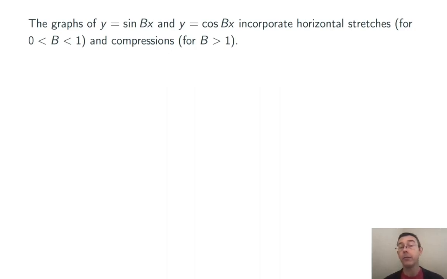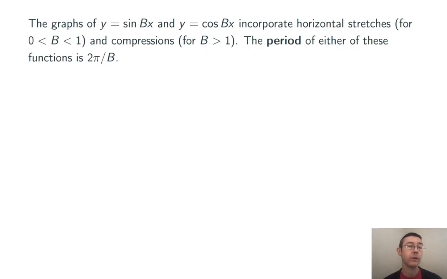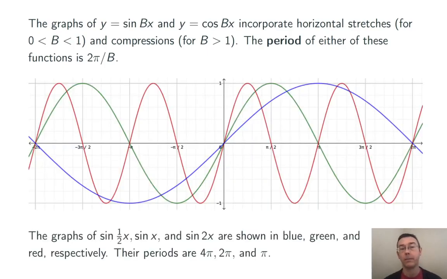All right, so what happens if we put the constant multiple on the inside of the function? Y equals sine bx and y equals cosine bx incorporate horizontal stretches and compressions. It's going to be a stretch when that constant is between 0 and 1, and a compression if b is greater than 1. The period of either of these functions is going to be a little bit different, not just 2 pi, because you've stretched or compressed. And in fact, the period is going to be given by 2 pi divided by that constant b.